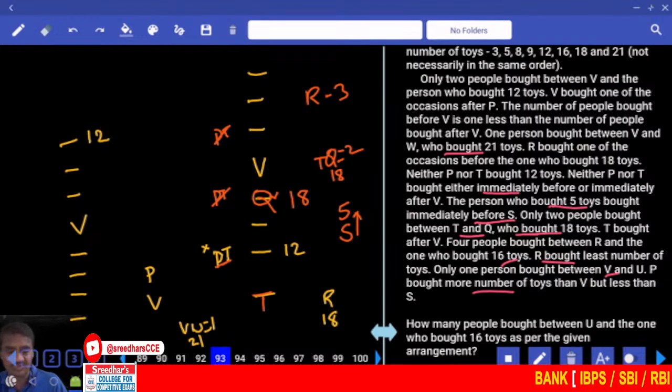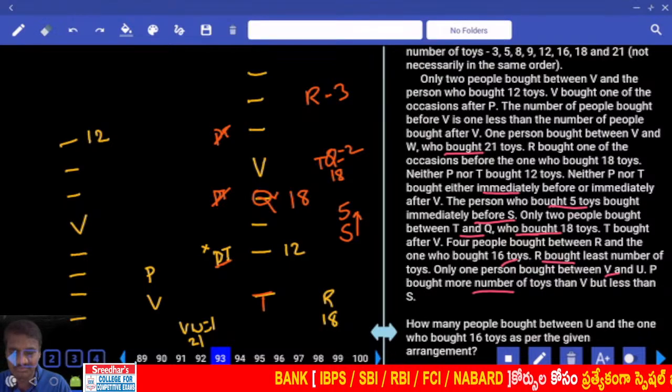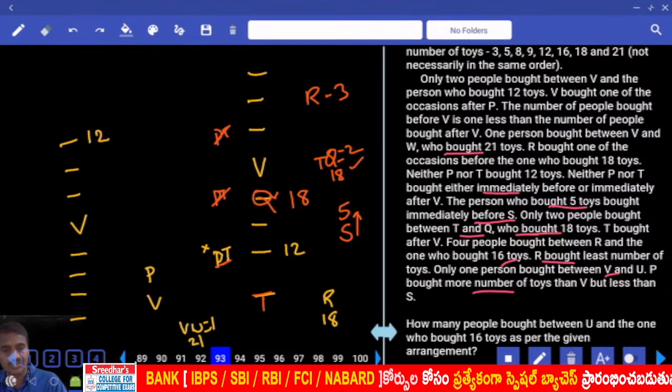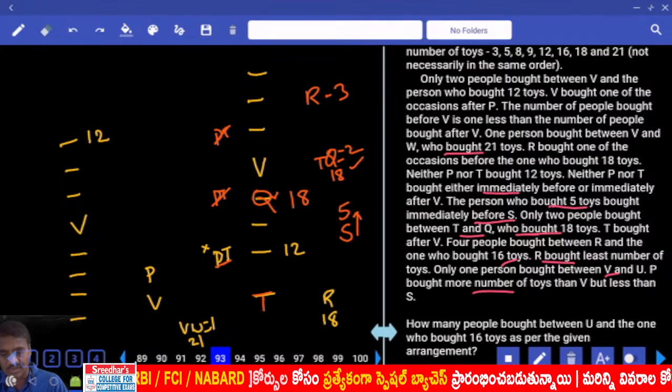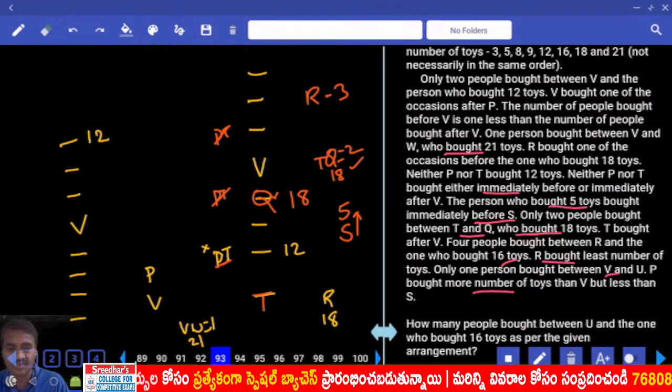Then coming to the next one. What is the next information we have? V and W exactly 1 between. And S and 5, there is a possibility for this one. But T and Q are done, aren't they? T and Q there are exactly 2. And Q is 18. And R and P are before this V. P is before this V.